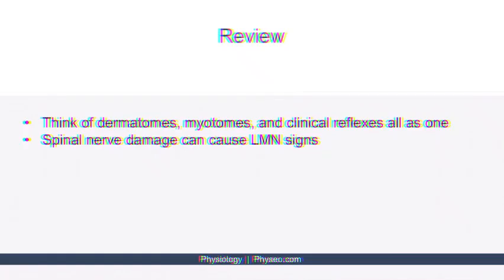So in review, you need to think of the dermatomes, myotomes, and clinical reflexes all as one. And also recall that spinal nerve damage causes lower motor neuron signs. So if you're able to recall that spinal nerve damage causes lower motor neuron signs, and if you're given a question about a certain spinal cord level, and you can answer anything about the associated clinical reflexes, myotomes, or dermatomes, or you could do everything backwards, you find the dermatome and identify what spinal cord level is responsible for that dermatome, then you can find the associated clinical reflexes that may be altered. If you're able to do that, then you'll do quite well with any of this information regarding dermatomes, myotomes, and reflexes on step 1.